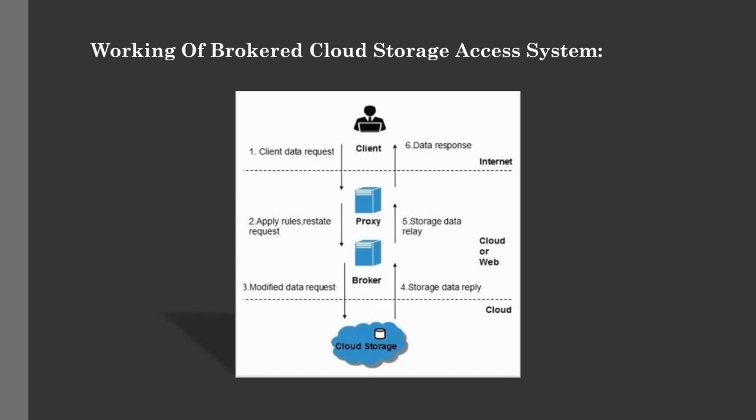Now we will see all about the working of the brokered cloud storage access system. This is the graphical representation of the steps followed by this access system. We will discuss it step by step. When the client issues a request to access the data, the first step is that the client data request goes to the external service interface of the proxy. Then the proxy forwards the request to the broker. After that, the broker requests the data from the cloud storage system. Next, the cloud storage system returns the data to the broker, and the broker returns the data to the proxy. And finally, the proxy sends the data to the client. So this is the process for accessing the data from cloud storage.